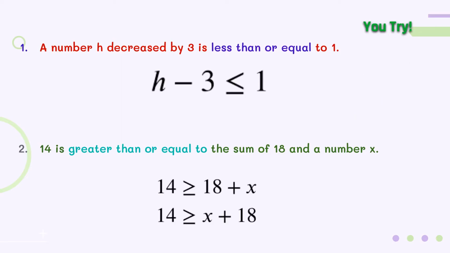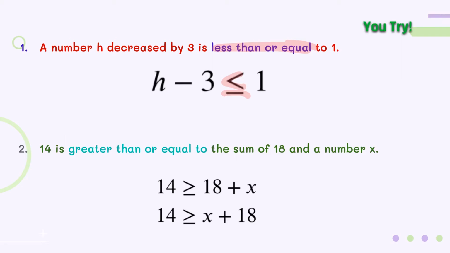The solutions: a number h decreased by 3 is less than or equal to 1. So we've got our less than or equal to, so we use this sign. So h decreased by 3, because it's a subtraction problem, we have to write it the way it's written. So h decreased by 3, so h minus 3 is less than or equal to 1.